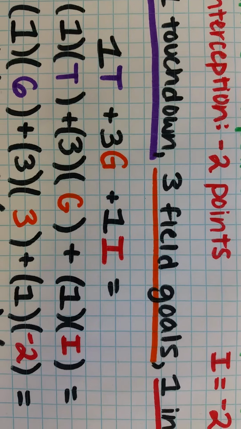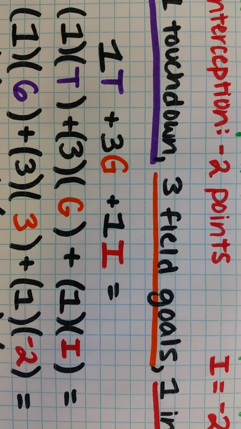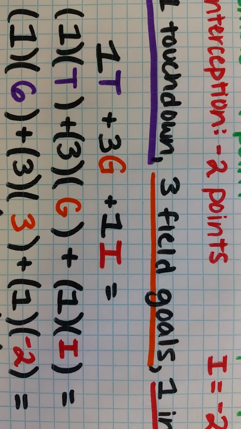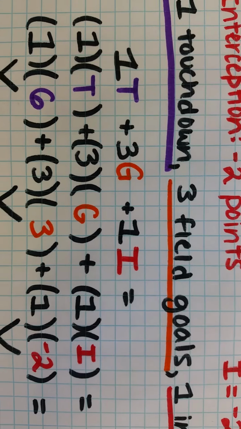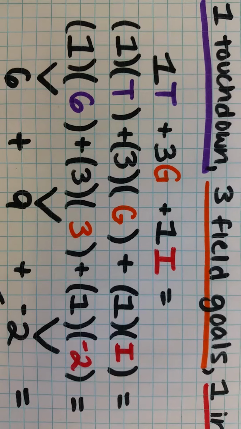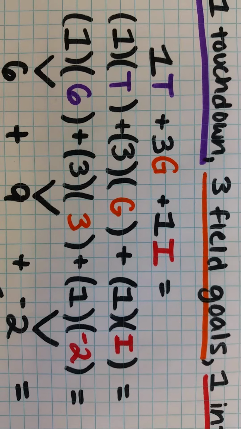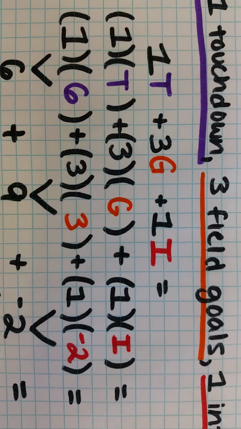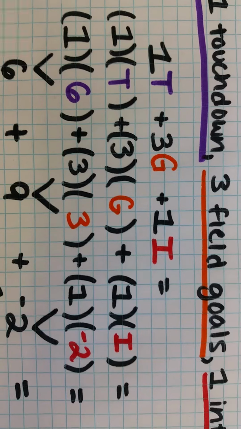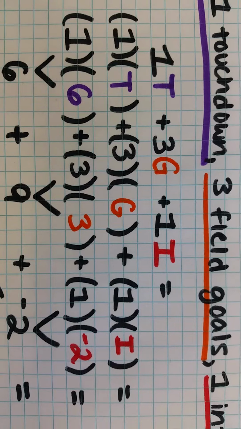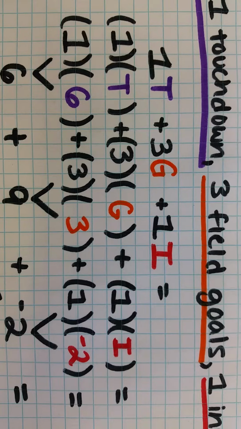Now that we have all numbers in our equation, we can multiply these out and solve for the total number of points. So 1 times 6 is 6, 3 times 3 is 9, and 1 times -2 is -2. Remember, a positive times a negative is a negative. Now we can add them together.